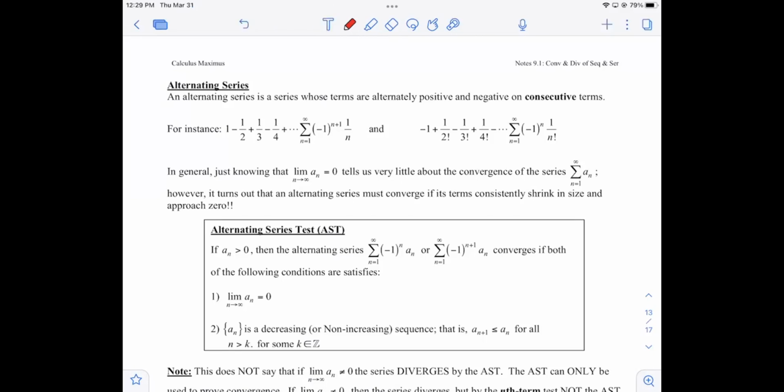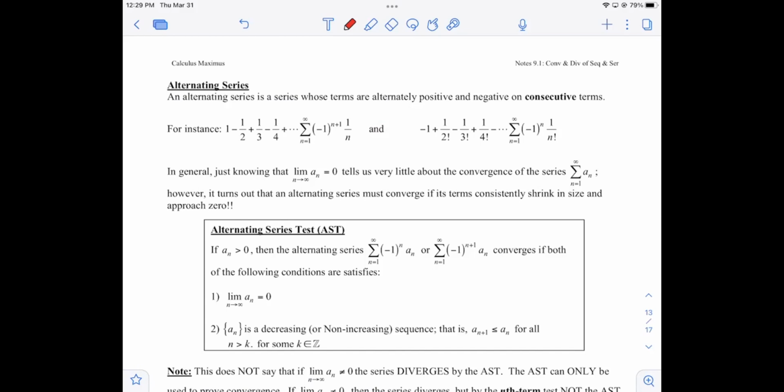most important series in all of chapter 9. It's an alternating series, okay? And an alternating series is appropriately named because it's a series whose terms alternate signs consecutively. So plus, minus, or minus, plus, minus, plus. It has to alternate consecutively. So if you have a series that's like plus, plus, minus, minus, plus, plus, minus, minus, that's not an alternating series. It has to consistently alternate from one to the other.